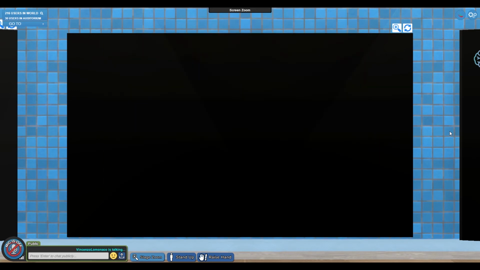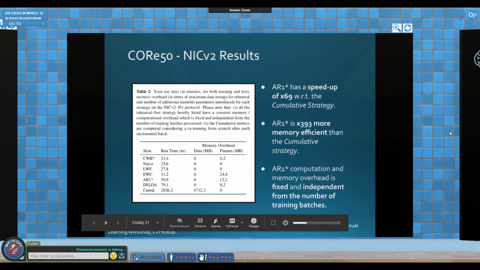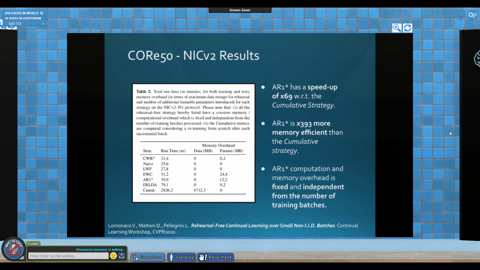But the nice part, especially for this very simple approach here, AR1*, is that we have a 69 times speedup with respect to the cumulative strategy, the strategy in which we retrain everything from scratch on the accumulated data every time we encounter a new piece of data. And we are 93 times more efficient in terms of memory, of course, because we don't have to store any data.